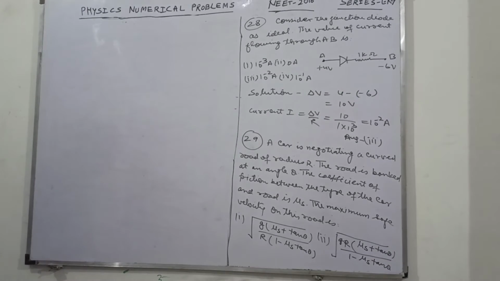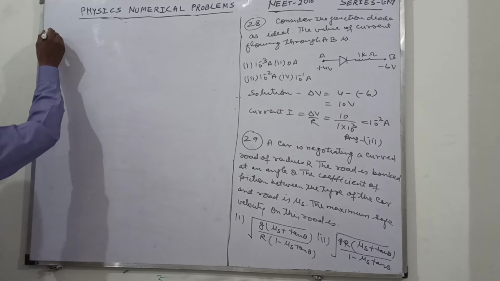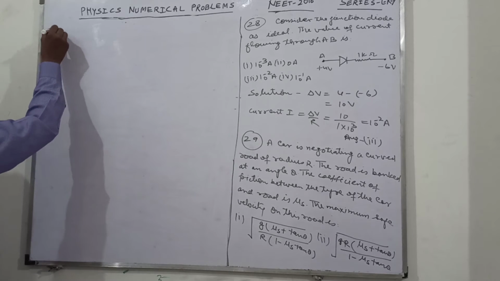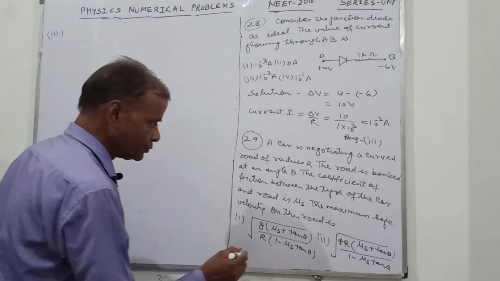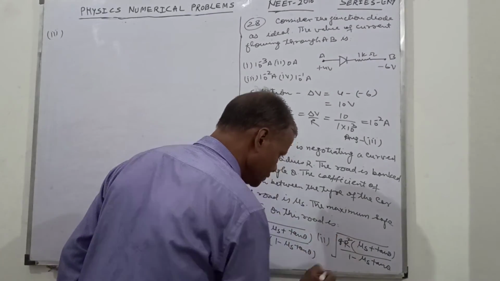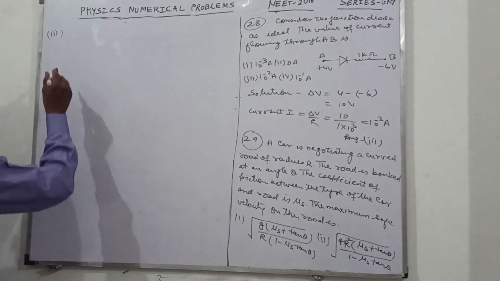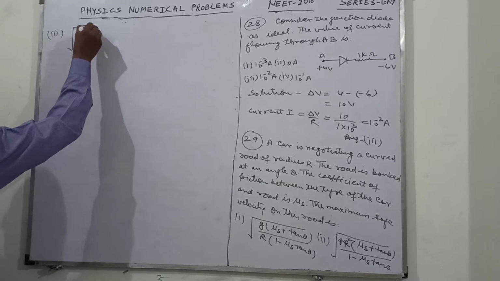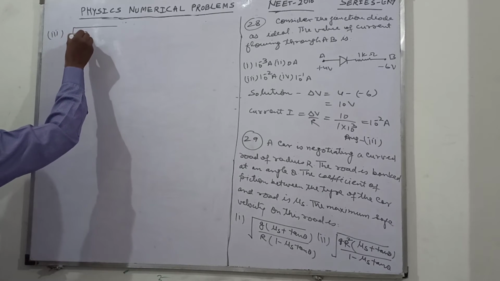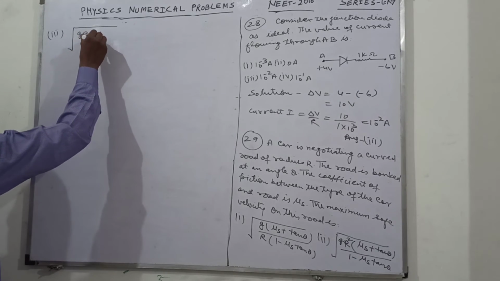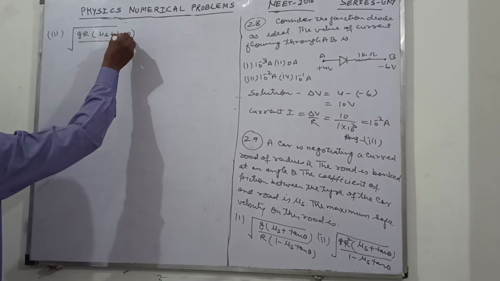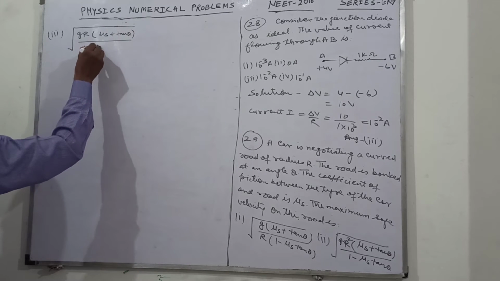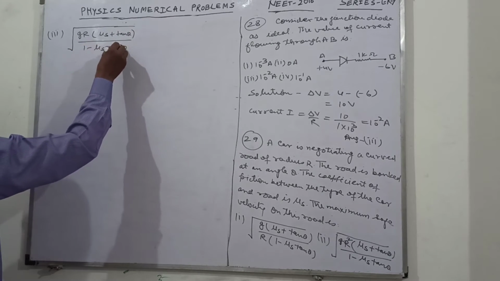So now the third option. This is now your GR square, GR into (mu s plus tan theta) upon (1 minus mu s tan theta).